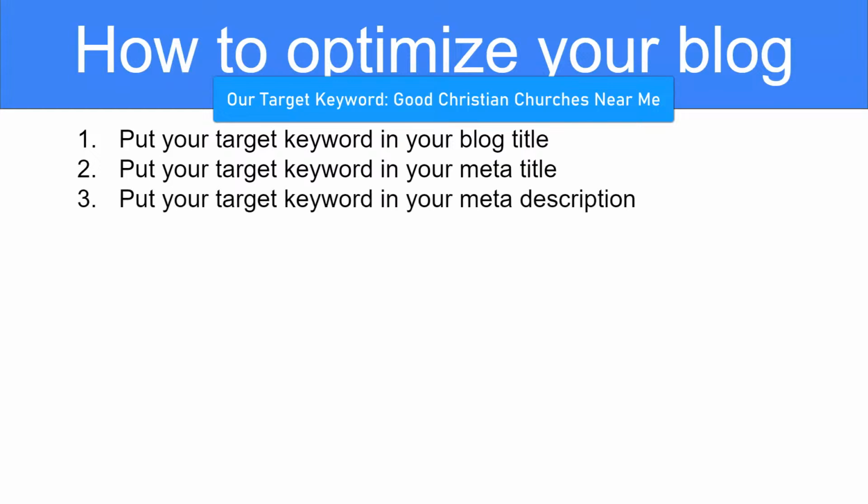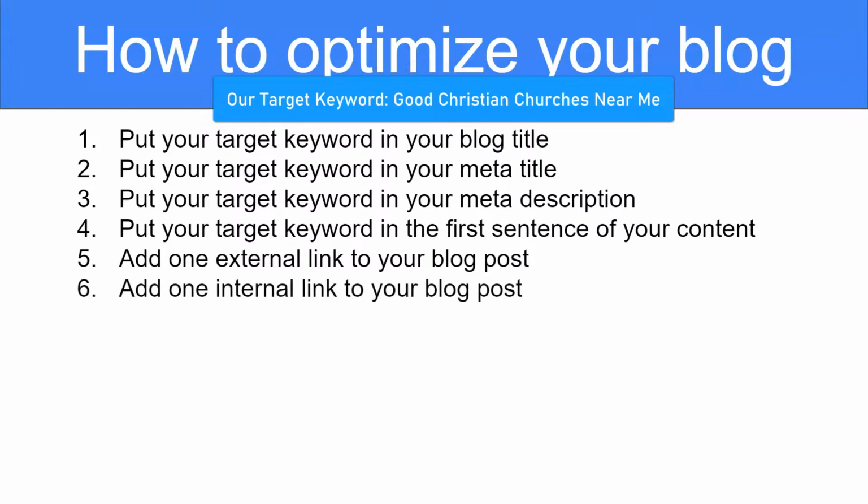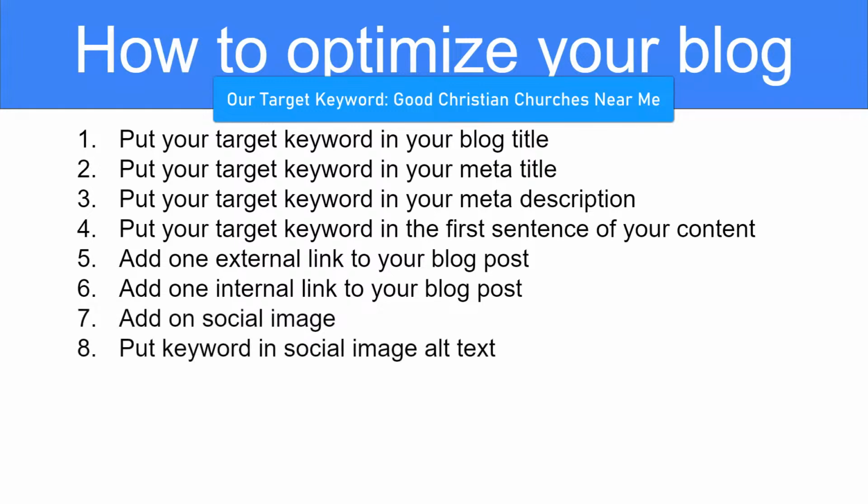Step number three, you want to put your target keyword in your meta description. Step number four, put your target keyword in the first sentence of your content. Step number five, add one external link to your blog post. Step number six, add one internal link to your blog post. Step number seven, add one social image. Step number eight, put keyword in social image alt text.